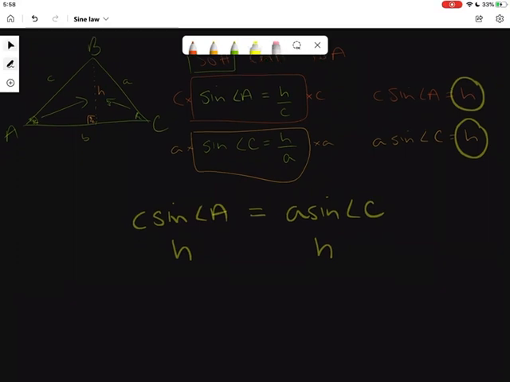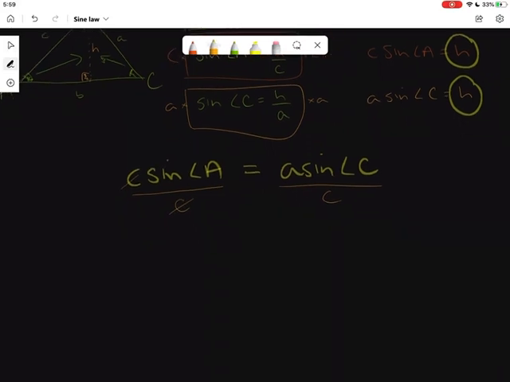And if they're equal to each other, I'm going to rewrite this by dividing this side by side length C. That means that this will cancel. Whatever I do to the left-hand side, I have to do to the right-hand side. So I'm also going to divide this side by C as well, and there is no C for me to cancel, so that has to stay. So right now, my expression looks like this: sine of angle A equals A sine of angle C divided by C.